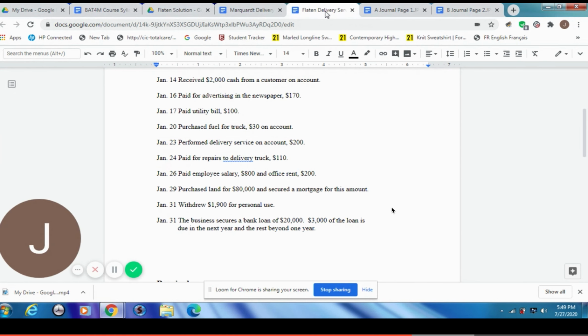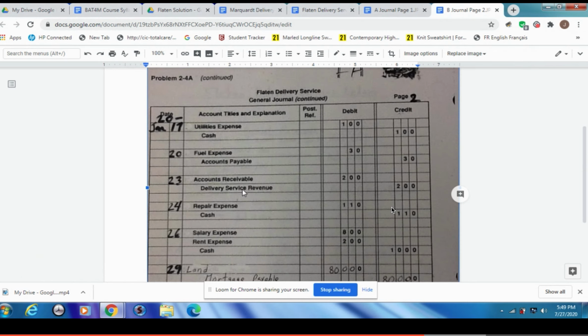Again, we're looking at the month of January for this business, and the next one is on the 24th. It says paid for repairs to delivery truck, $110. So there's something wrong with our delivery truck, and we've got to get it fixed, and that cost us $110. All right, so let's go to our journal page and complete that transaction. We put the 24th in here, and it's going to be repair expense debited $110, and we're going to credit cash $110 as well. Okay, that's the journal entry for that transaction.